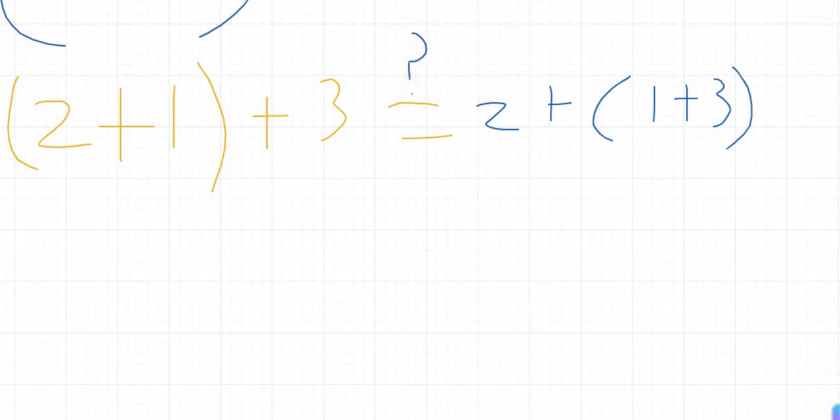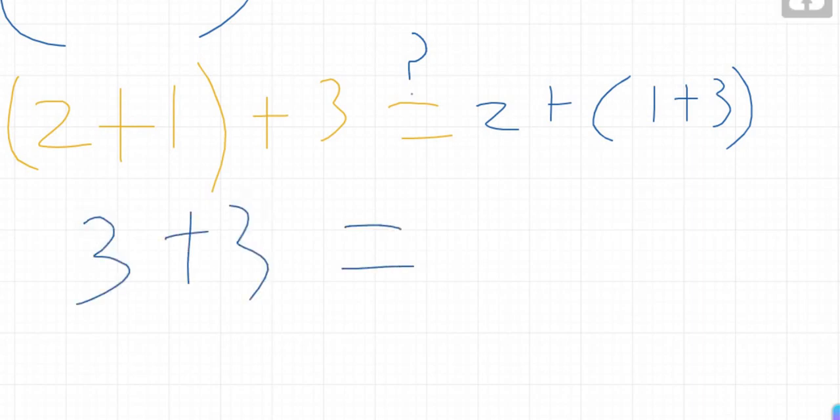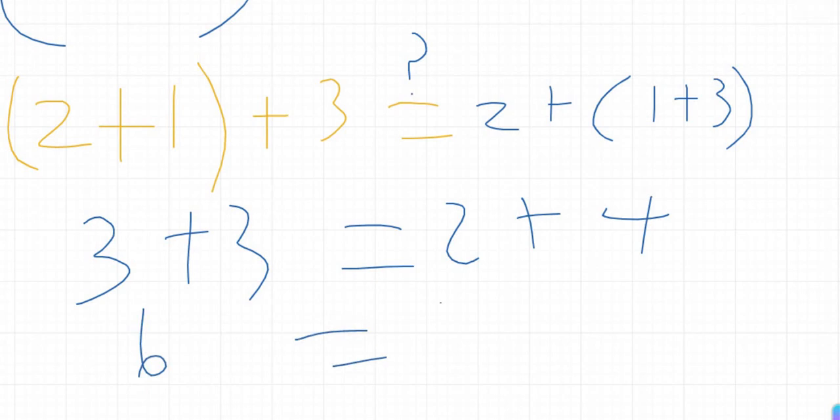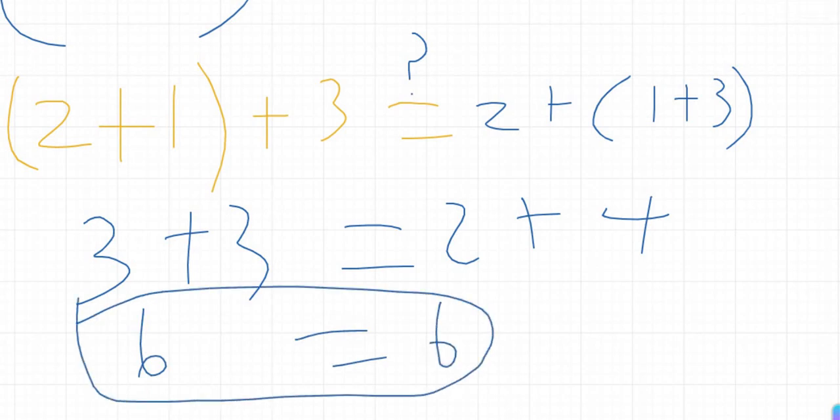So we have 2 plus 1 gives us 3, plus 3, and on the other side 2 plus 1 plus 3, which is 4. 3 plus 3 gives us 6, equal to 2 plus 4 gives us 6. So it actually works. The associative property works under addition. It doesn't matter which one you group first and put in parentheses or brackets. The associative property says it doesn't matter which 2 you group first and leave 1 outside with these 3 terms. Once you're adding, it doesn't make any difference.